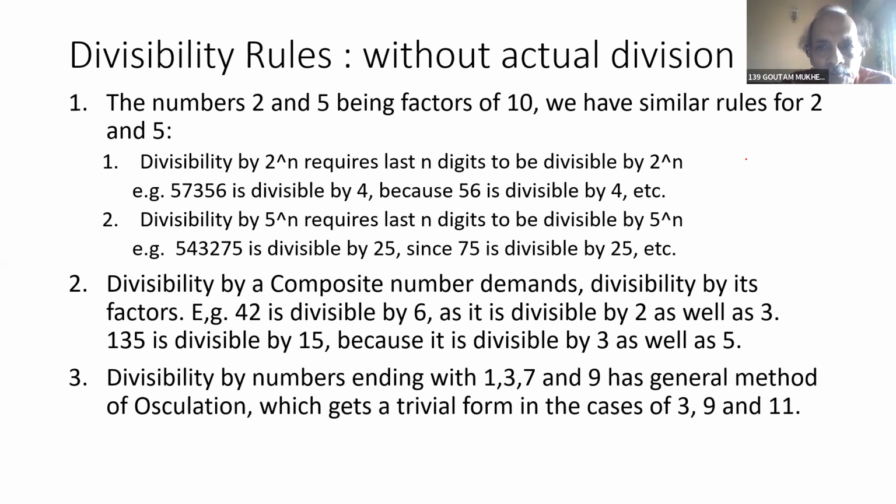Similarly, in case of 5, the last digit is either 5 or 0. Then it is divisible by 5. Even 0 is divisible; 0 is called divisible by every number. Suppose 3 is divisible by 3, then 30 also will be divisible, and any number of zeros automatically takes care.